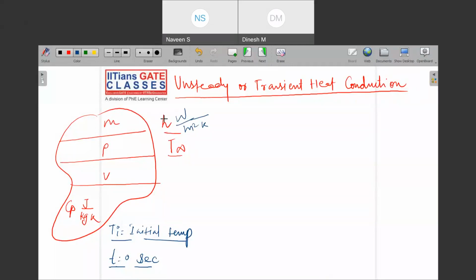With the passage of time, as the time increases, the internal energy of this body will decrease. So when this internal energy decreases, my temperature is a function of what? Time. The internal energy is a function of temperature, and if the internal energy is decreasing, my temperature is decreasing with the passage of time. That means my temperature is a function of time.